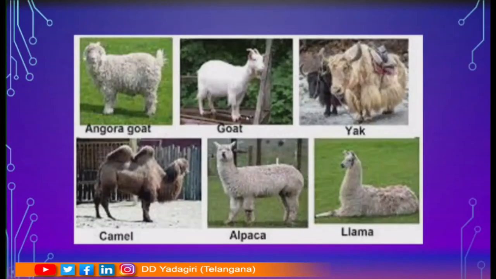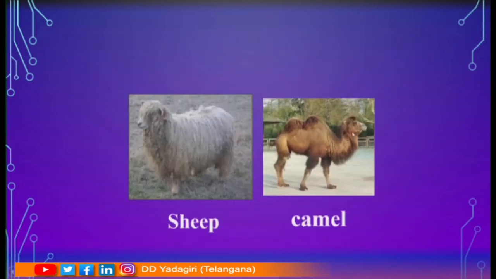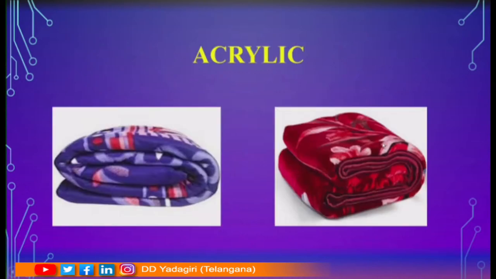Now, if you see this picture, you can see different types of animals here. This is an Angora goat. This is an ordinary goat. This is yak. This is a camel. This is a type of sheep called alpaca. And this is llama. All these are animals which are found in places where it is very cold. So the fleece of these animals is collected and wool is extracted from these different types of animals.